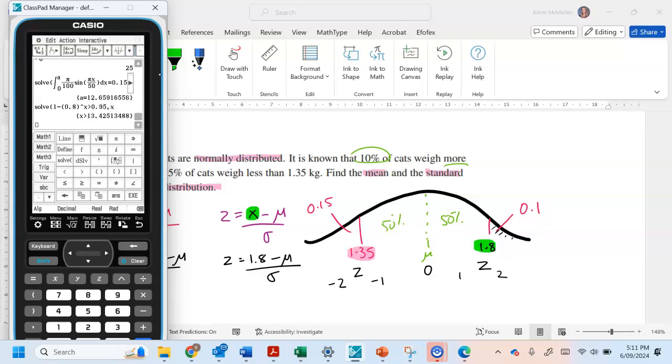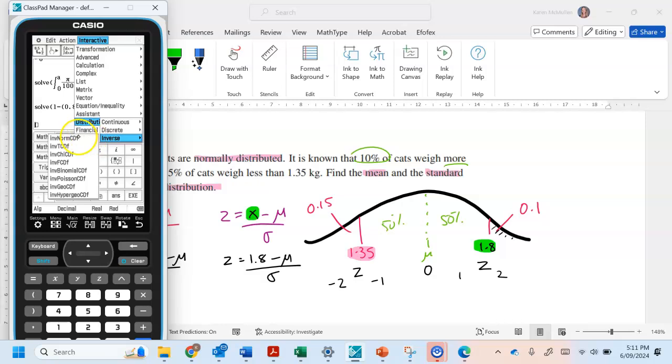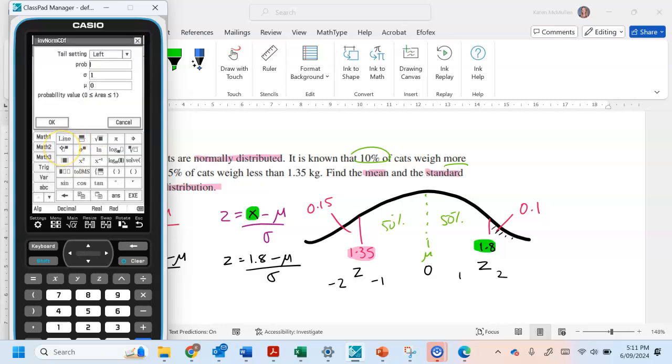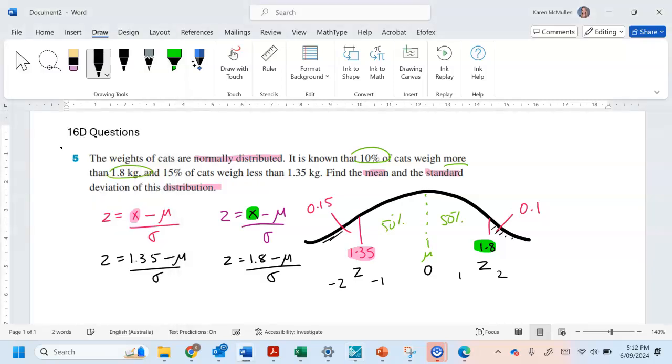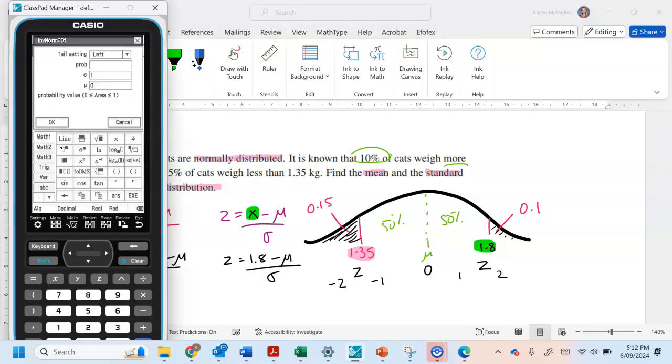On our calculator, we go to interactive, inverse, and then we want inverse normal. If you ever want to find an x value or a z value, you're going to be using inverse normal. We use the other normal function if we want to find a probability. We'll do this end first. That's on the left, so our tail setting is the left. The probability there is 0.15.